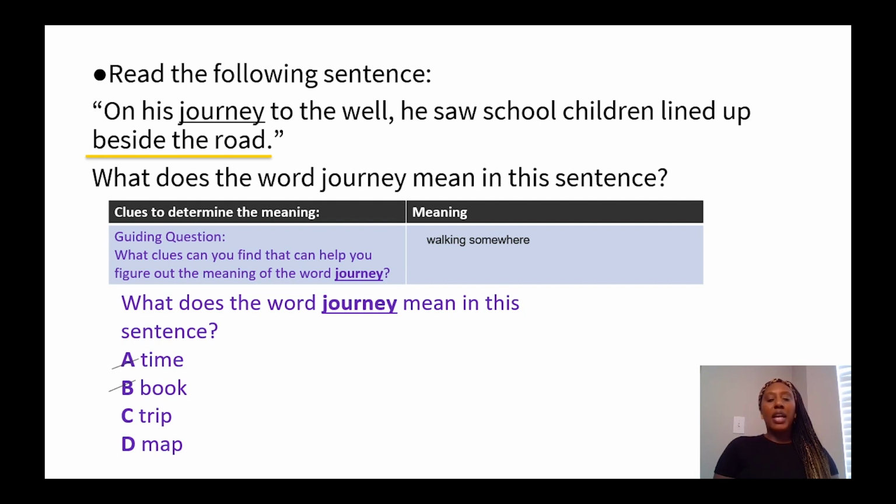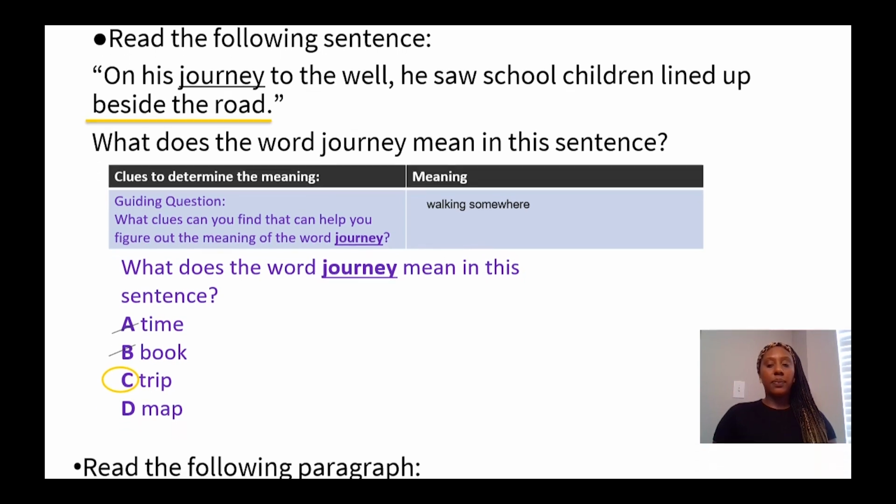Now that I eliminated two answer choices, I have two answer choices left, and I want to choose the best possible answer from those two. So I have answer choice C, trip, and I have D, map. From those two answer choices, the one that I believe best matches my clue of beside the road and my meaning that I created, my definition of walking somewhere, is C, trip. So I'm going to determine that the meaning of this word, journey, in this sentence means to go on a trip.